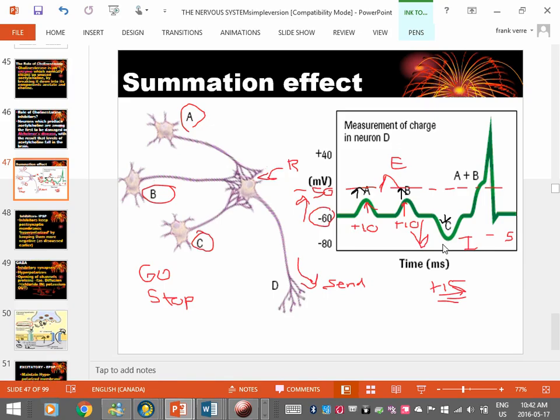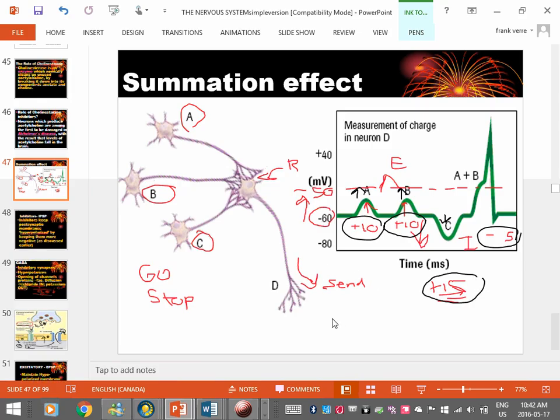So then how does a neuron decide? It's just simple math. Each neurotransmitter is going to change the voltage, right? If the voltage change is enough to get it to threshold, then it will fire. So for instance, if neurotransmitter A is plus 10, and neurotransmitter B changes the voltage by plus 10, that's plus 20. And neurotransmitter C changes the voltage by minus 5. The total there is plus 15.